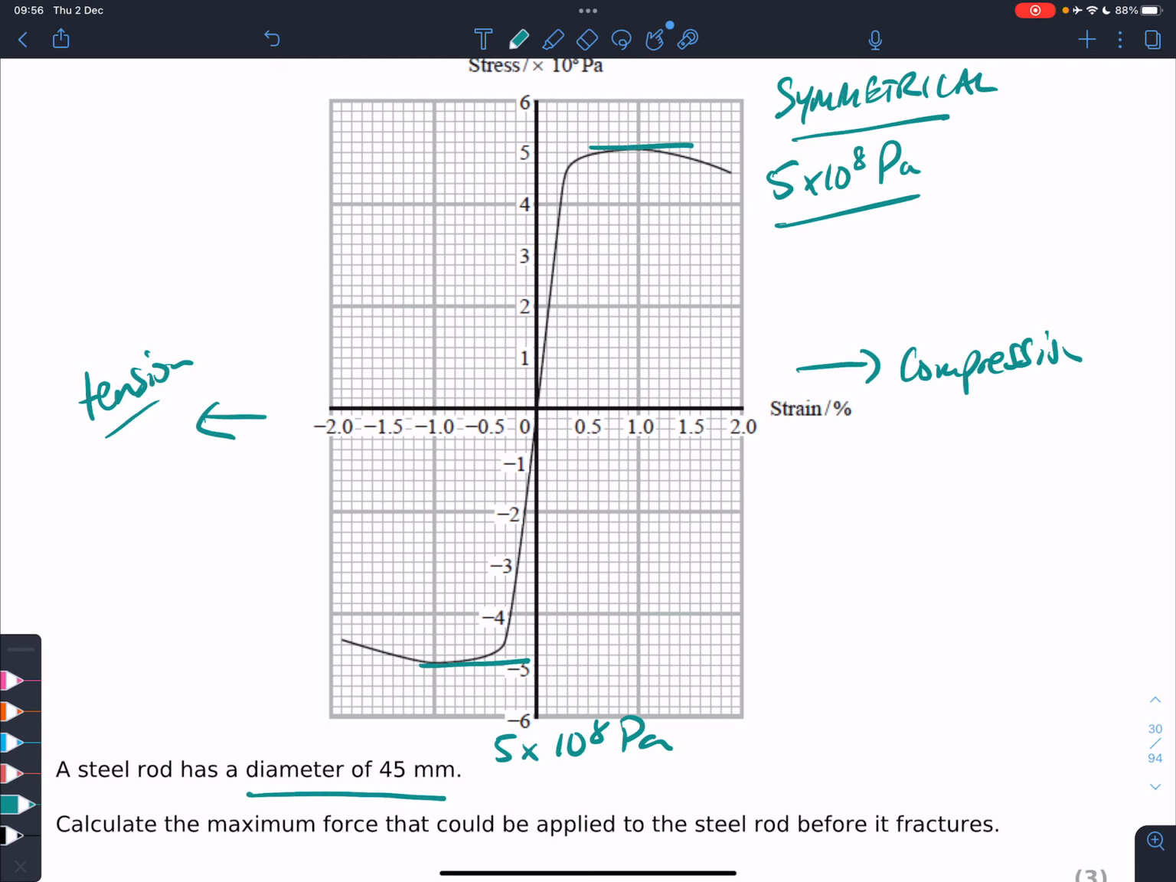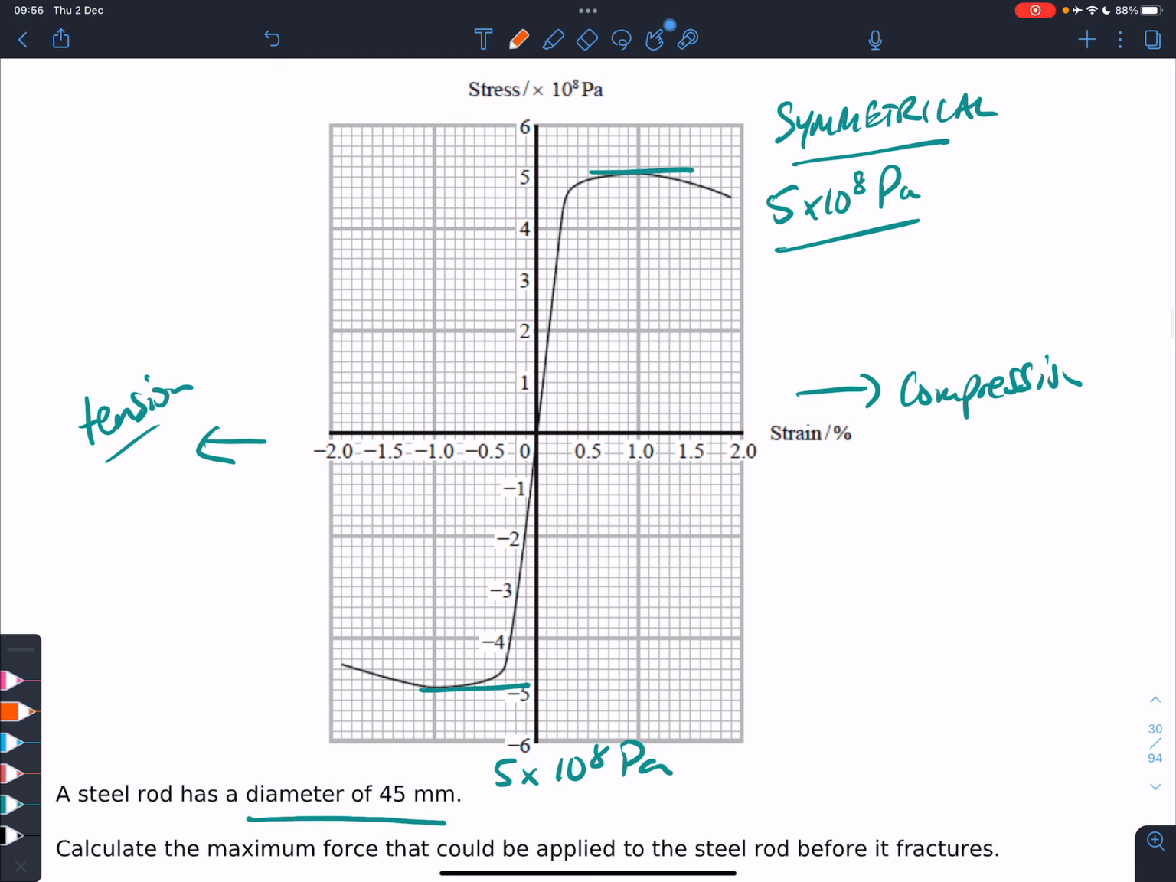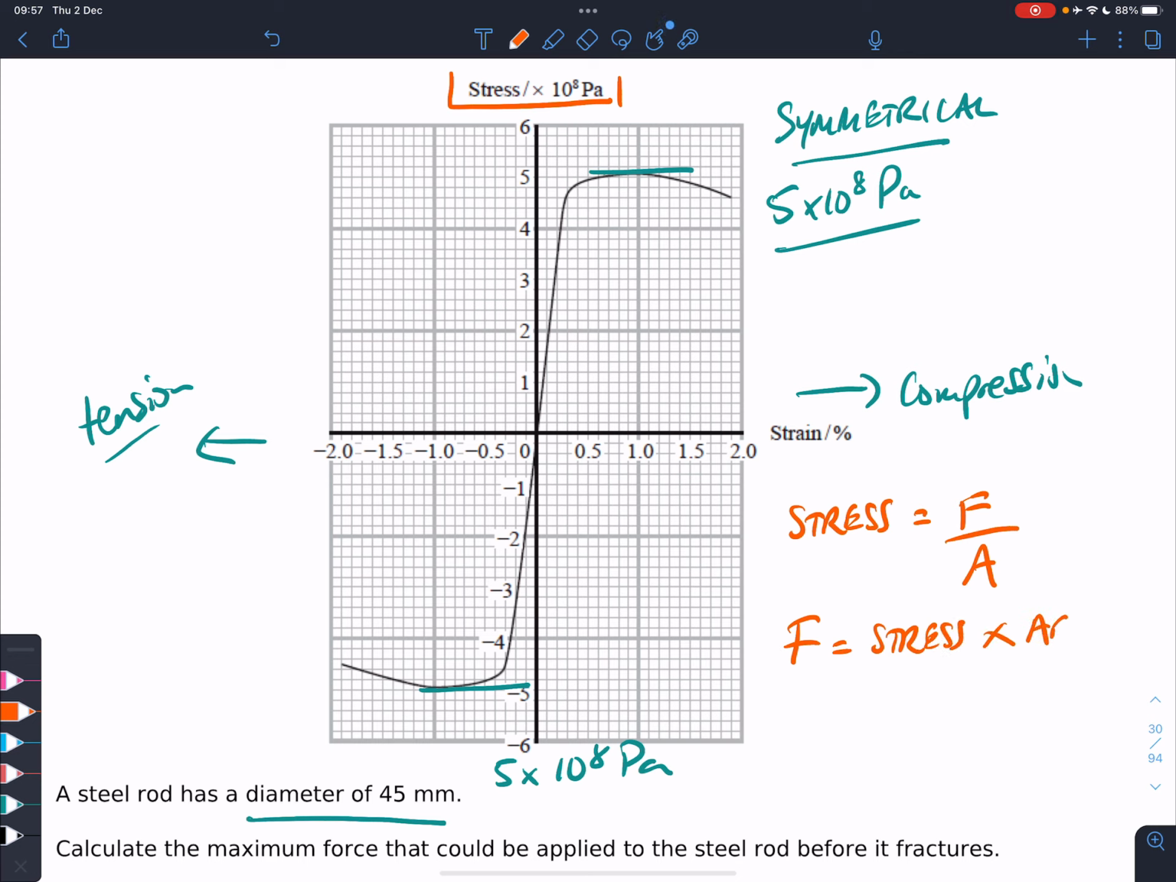So you need to go back to a way to relate stress, which we've got on the graph, with the force. So the stress, by definition, is equal to the force over the area. And so we can rearrange this equation and write the force is equal to the stress times the area. And they give us the diameter just to make us think a little bit.